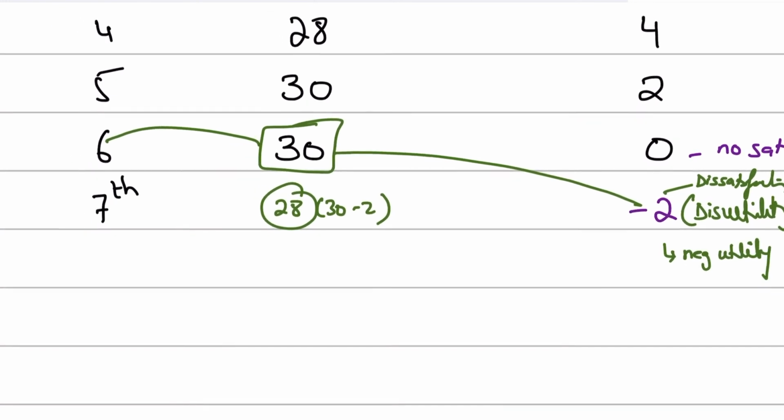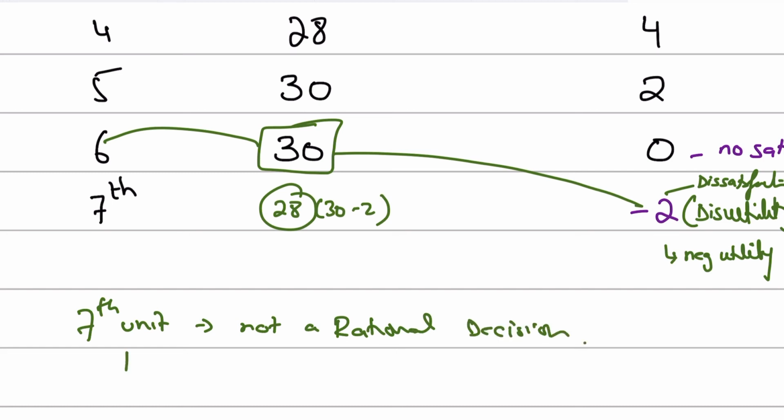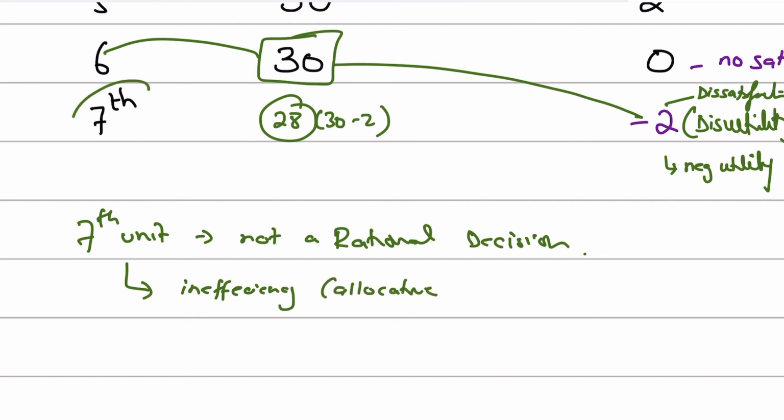If you want to know whether this is a rational decision or not, then the seventh unit, guys, is not a rational decision from the consumer's perspective. The consumption of the seventh unit is representing inefficiency. It's representing that your resources are not efficiently spent, because obviously you would have spent money on the seventh bar, right? You wouldn't have just got it for free.